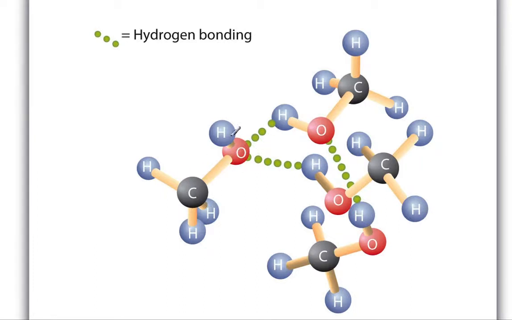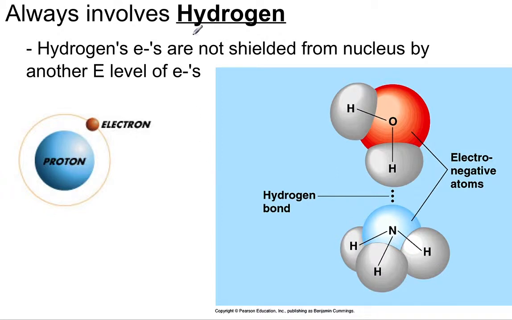Again, here's another image, kind of what you just saw before. Oxygen, very electronegative. The neighboring hydrogen, very positive, and that's your hydrogen bond. Negative oxygen, positive hydrogen, there's another hydrogen bond, and so forth. And that happens all throughout the molecules. So it always involves hydrogen.